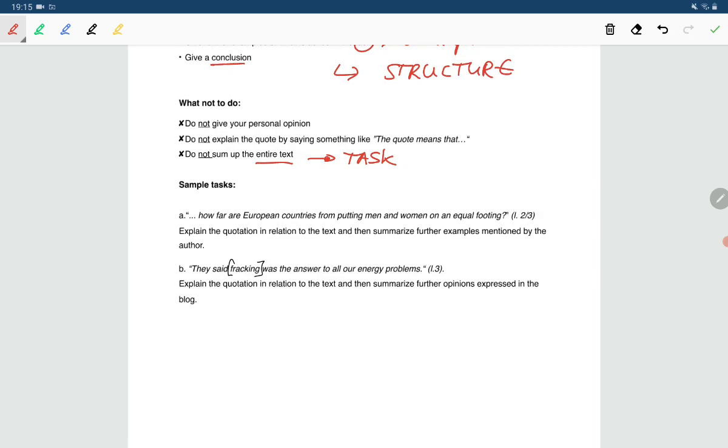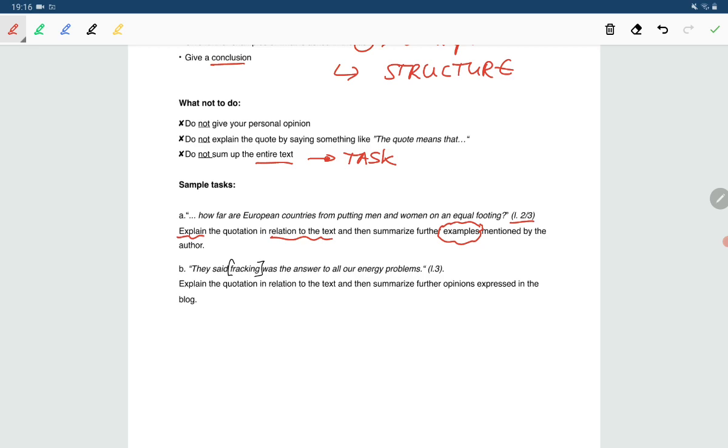There are two sample tasks given here. The first one focuses on gender equality. Number 8. How far are European countries from putting men and women on an equal footing? You can see this has been taken from a text. Your task would be explain the quotation in relation to the text and then summarize further examples mentioned in the text. The second task, B, looks similar.